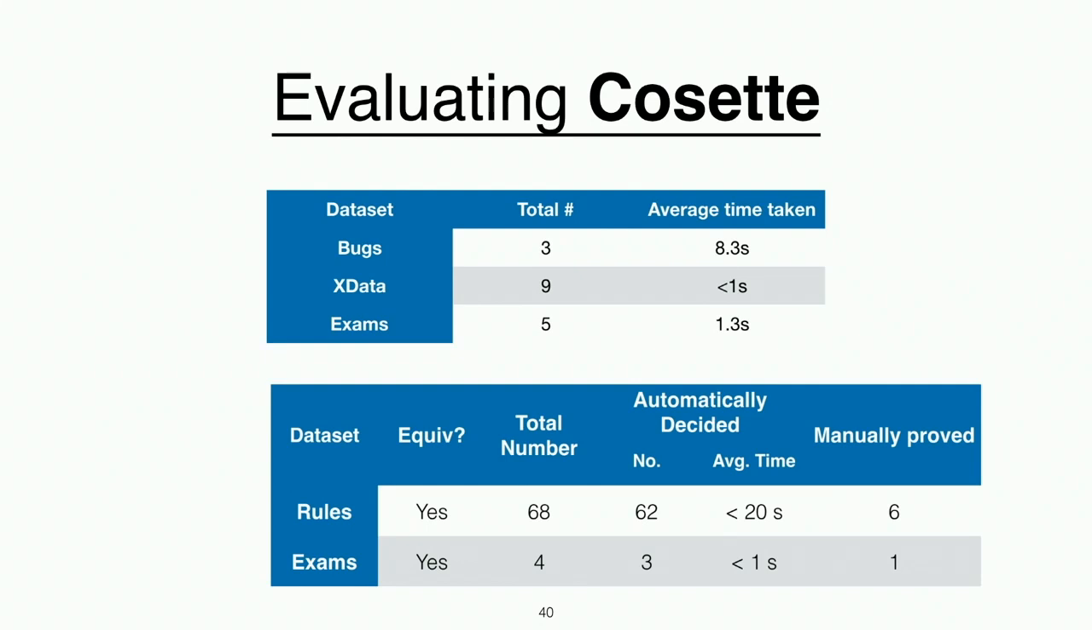For the inequivalent SQL queries, Cosette can automatically find counterexamples for all of them, and we can see here the solving time is pretty efficient. It's usually less than 10 seconds. For the equivalent SQL queries, they are more tricky. For the rules, from the database literature and the optimizer, there are 68 in total. We can automatically decide 62 of them, and the average time is less than 20 seconds. Six of them ran out of time, but we found that you can still use our tool to write your own proof to prove them. And for the exam, we can prove three out of four, right?